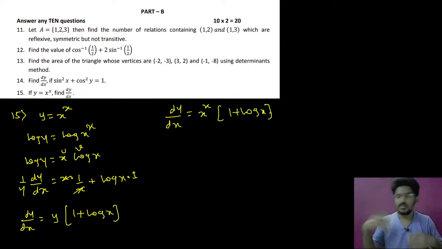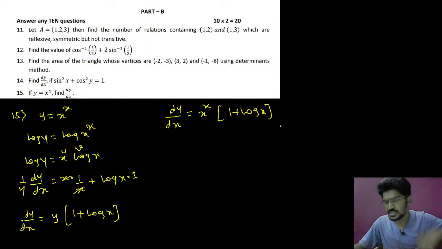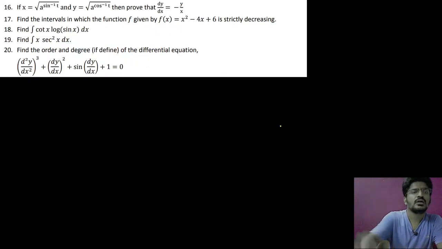Very simple problem. Apply log on both sides. Differentiate. While differentiating, be careful. You have to apply product rule. So 1 by y dy by dx equal to x as it is. Differentiation of log x is 1 by x plus log x as it is. Differentiation of x is 1. Okay. So dy by dx is equal to y times of 1 plus log x. So y is nothing but x to the power of x, 1 plus log x. Clear? Quickly I will go for problem number 16.